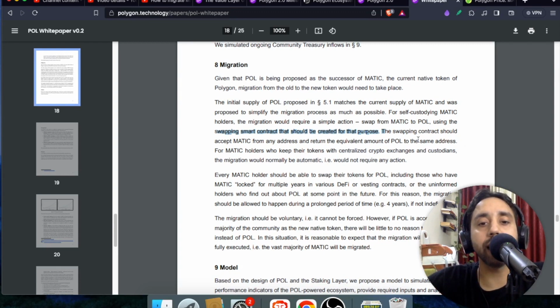The swapping contract should accept MATIC from any address and return the equivalent amount of POL to the same address. Pretty simple. So this is scenario number one.